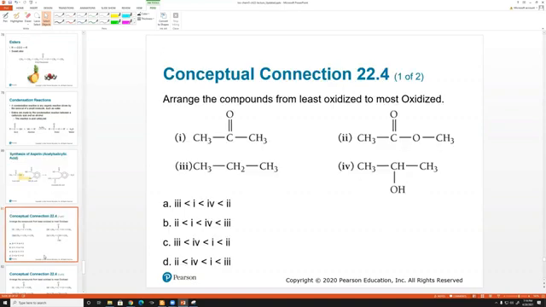Okay. So back to the oxidation reduction thing. This is probably the last thing we do besides the amines and amides: arrange the compounds from least oxidized to most oxidized. Least oxidized means most reduced. Keep that in mind. Any answers? C. And yes, the answer is C, not A.